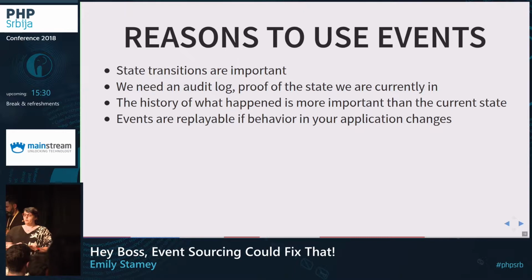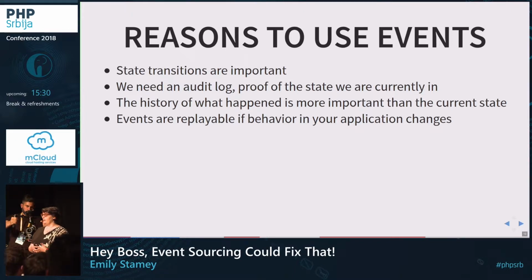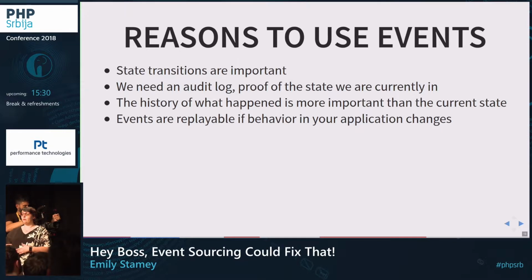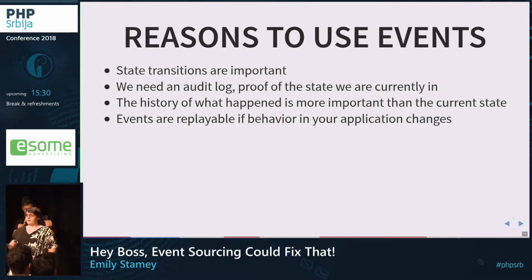So events are important and very, very helpful because those state transitions are important. We want to know the history of our application, and we want to be flexible to changes without having to rewrite all of our history. Those events are always replayable for the entire lifespan of your application. So you can change big chunks of code without affecting the history of your applications.